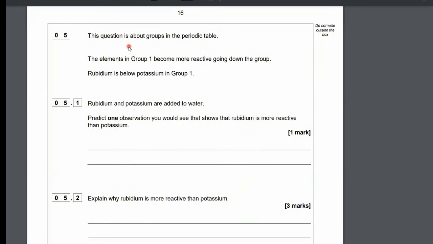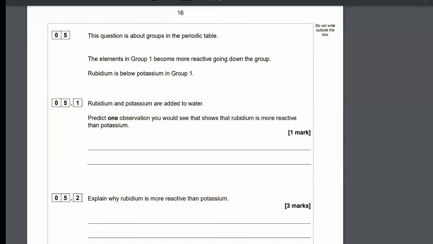Okay, question 5. This question is about the periodic table. The elements in group 1 become more reactive going down the group. Rubidium is below potassium. In group 1, rubidium and potassium are added to water. Predict one observation you would see that shows rubidium is more reactive than potassium.